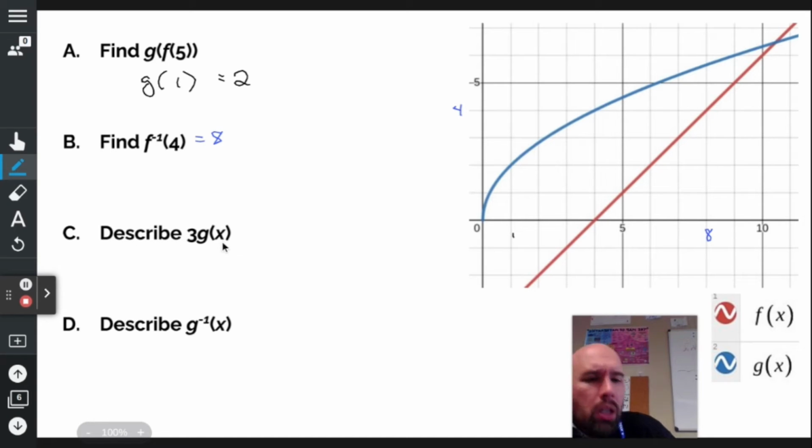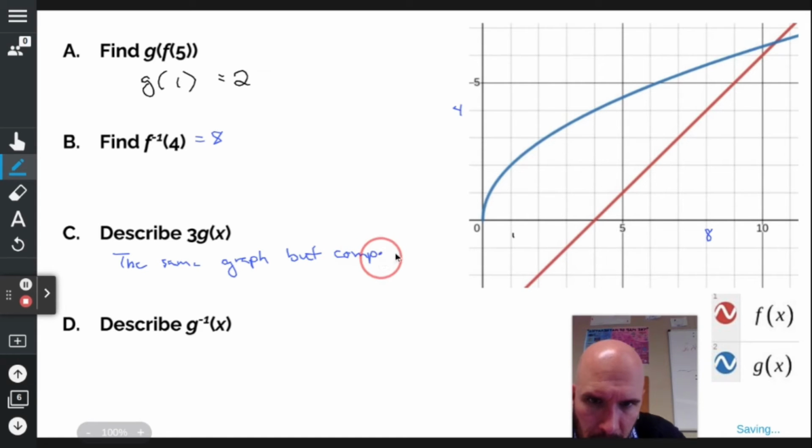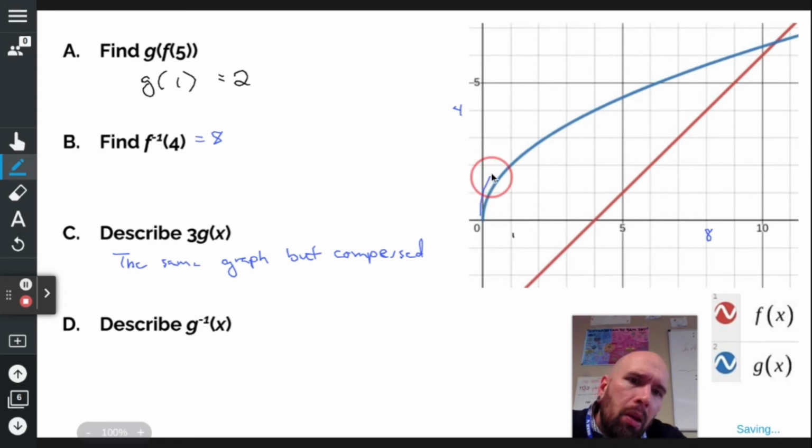Describe 3 g of x. Well, g of x is what looks to be some kind of logarithmic function-looking thing right there. Okay, that's what g of x appears to be. Now, when I multiply something by 3 to it, it scrunches itself in. So it's going to be the same graph, but compressed. Wow. So it might look something like this. See, I'm not even going to try.